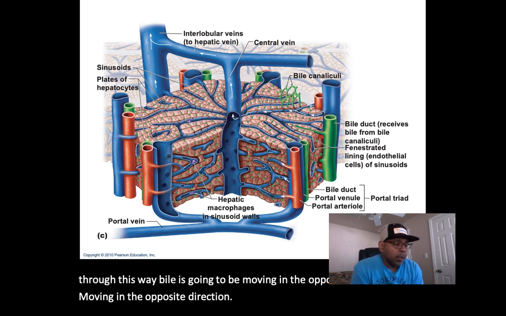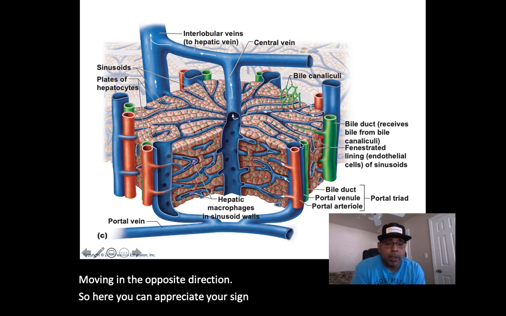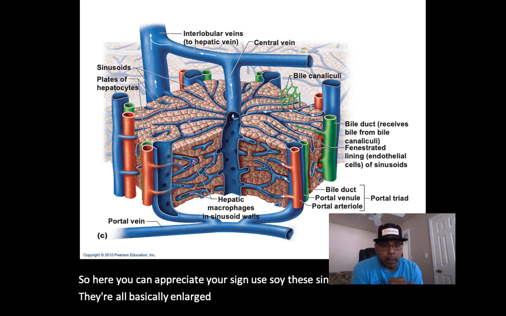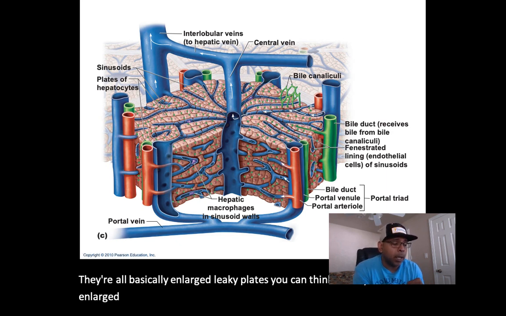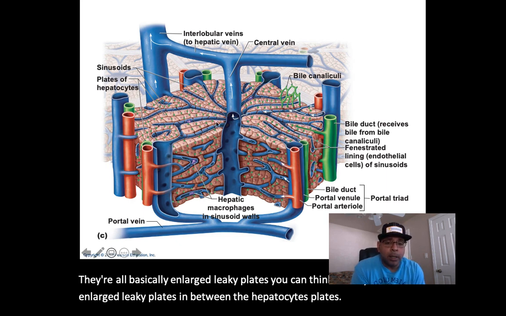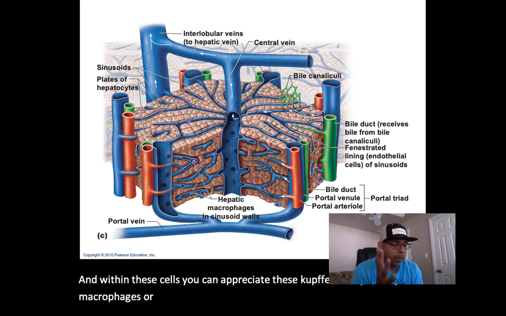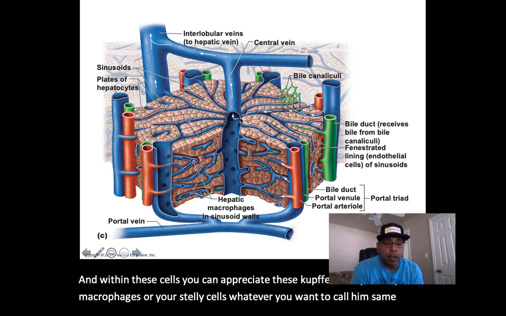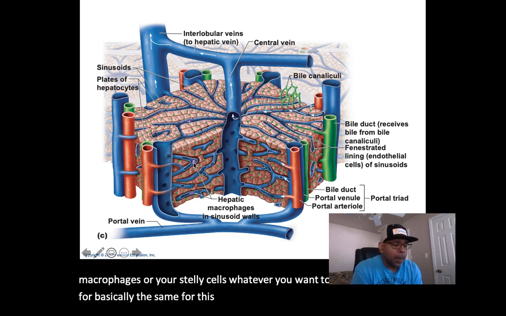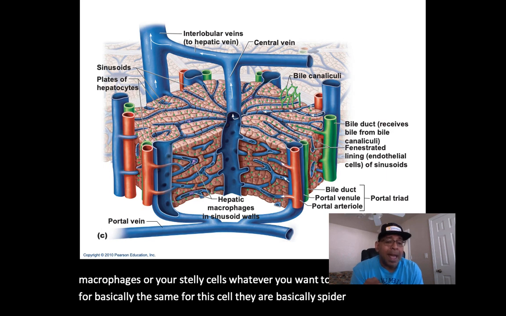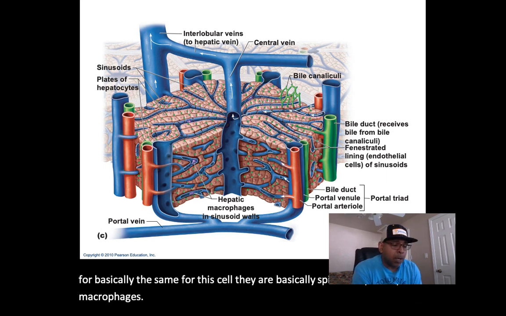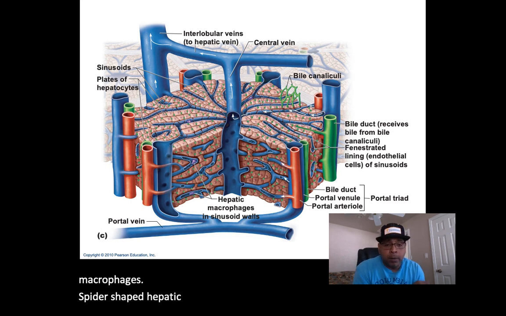So here you can appreciate your sinusoids. These sinusoids are basically enlarged, leaky plates you can think of, in between the hepatocyte plates. And within these you can appreciate the Kupffer cells, your hepatic macrophages, or stellate cells, whatever you want to call them. They are basically spider-shaped hepatic macrophages, and they form part of the sinusoidal walls.